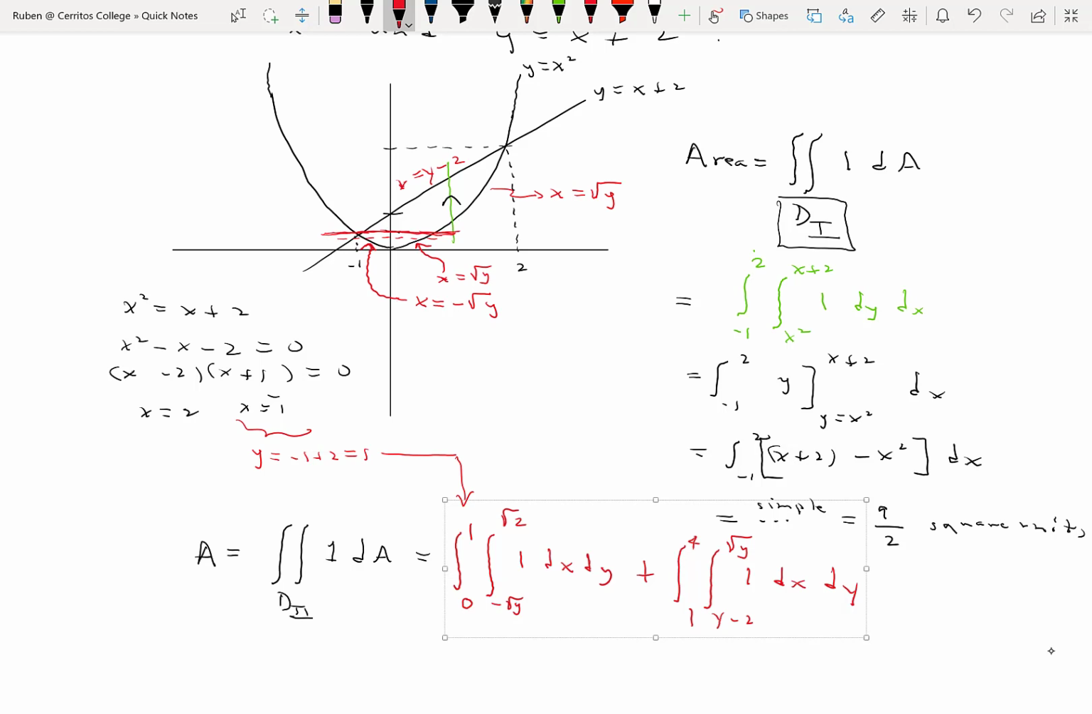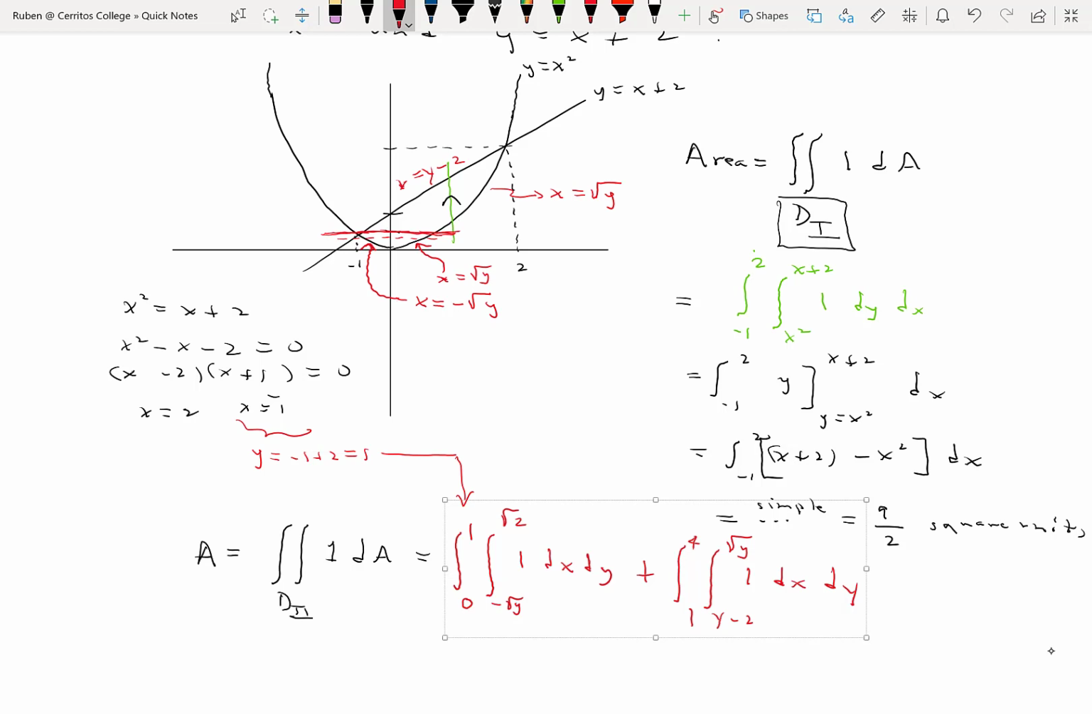The bottom line is this. When you're deciding whether to interpret your region as a type Roman numeral 1 or type Roman numeral 2 region, you might want to consider the following. If your region has one function of x on the bottom and one function of x on the top, you might want to consider interpreting the region as type Roman numeral 1. If your region has two functions of x on the bottom and one or more functions on top, you might want to consider reinterpreting the region as a type Roman numeral 2 region.